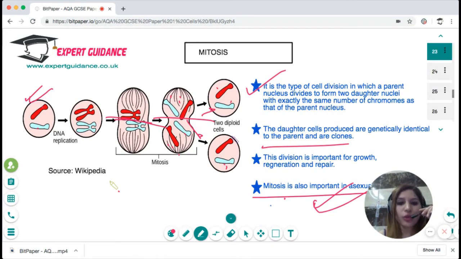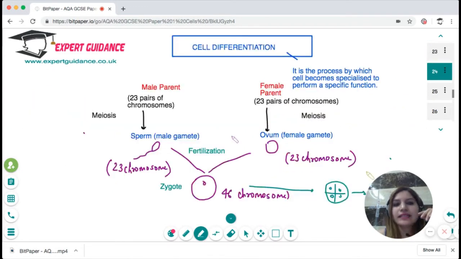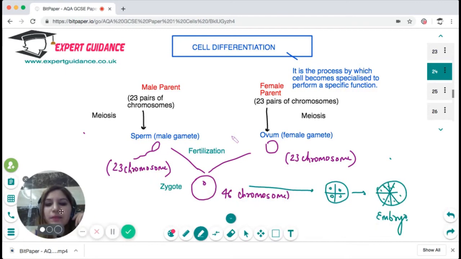Okay, so I hope this mitosis is clear to you. You should know what the stages of the cell cycle are, how the cell divides, what the importance of mitosis is, and what the significance of mitosis is. Okay, now let us see how the development of a human cell takes place.